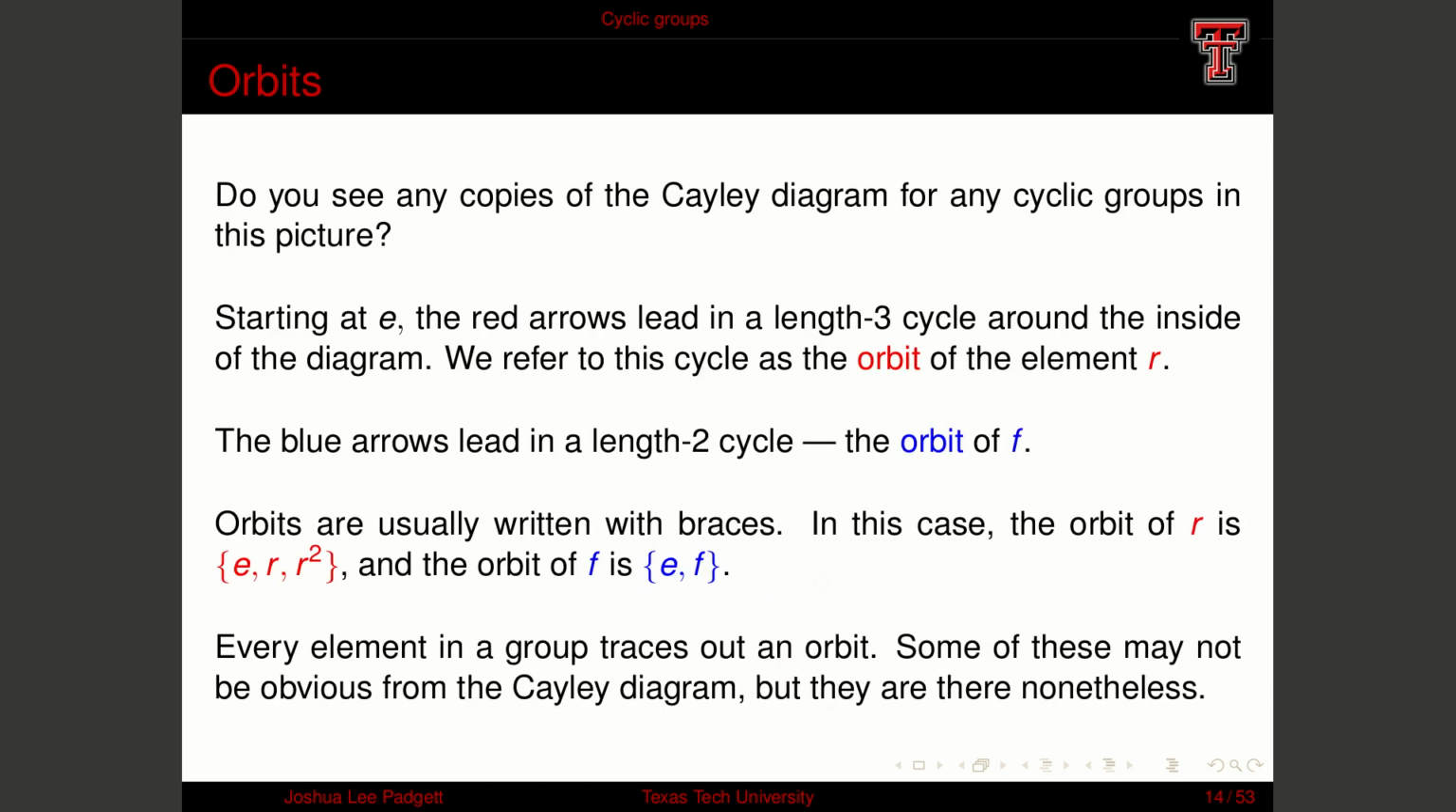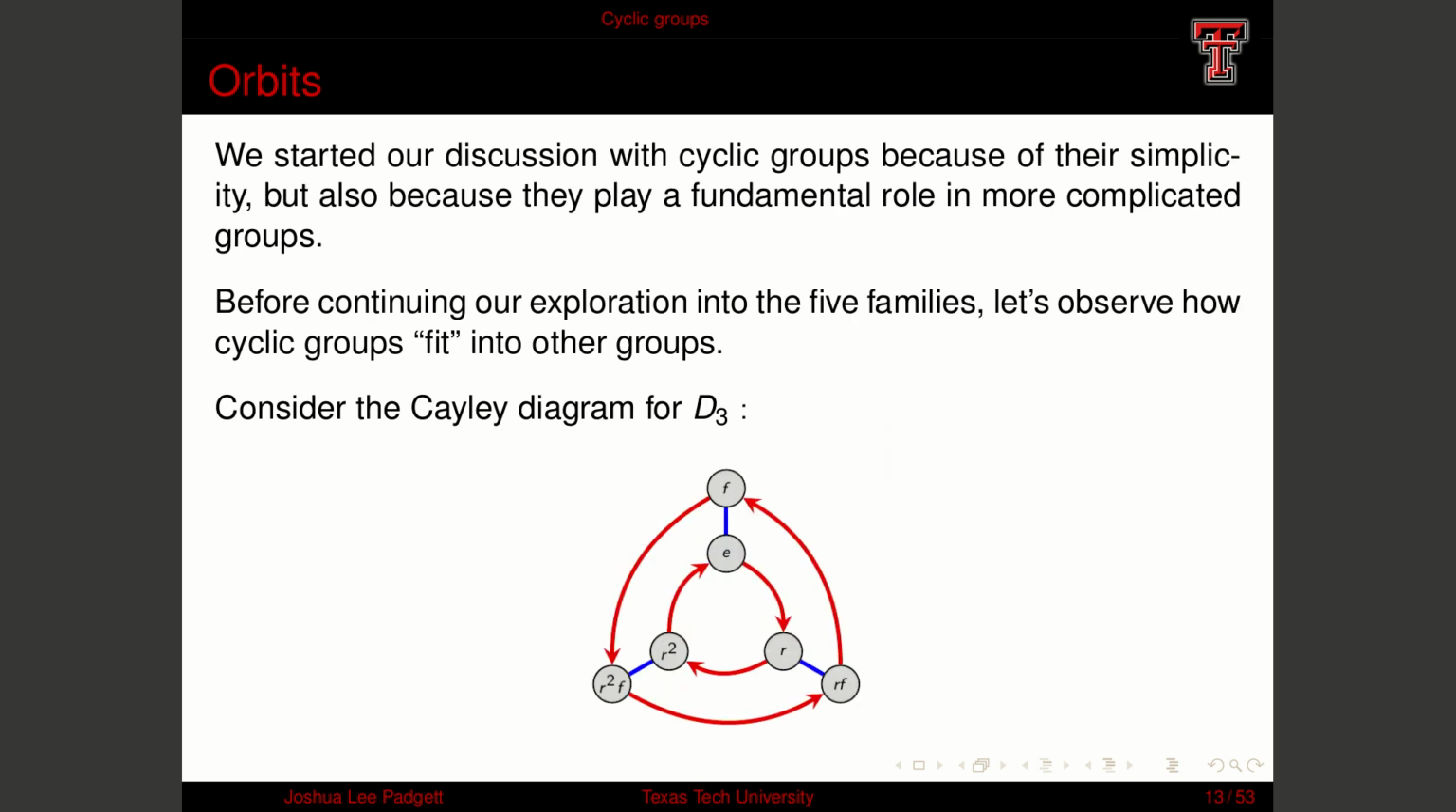Now, the blue arrows also form an orbit. So what do I mean? If we do the blue arrow, we get to F, we apply F again, and we get back to E. There's this very simple orbit that is very trivial to look at, but it is still an orbit, right?